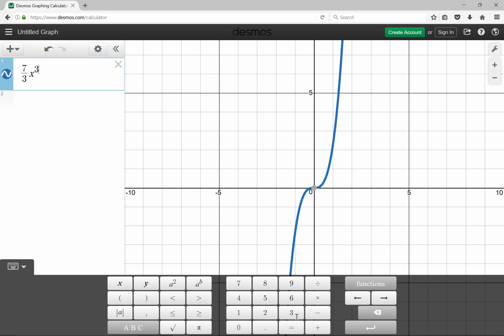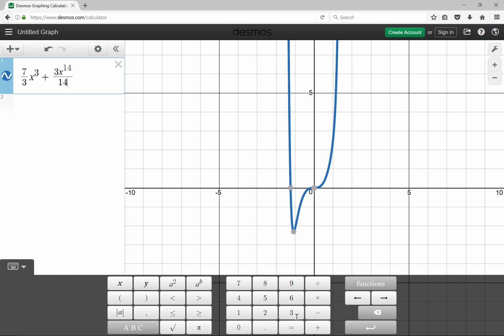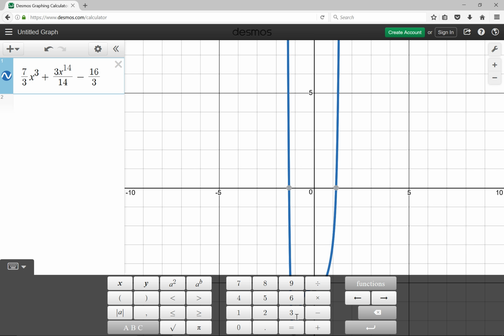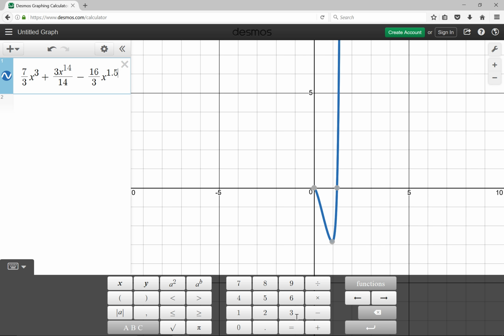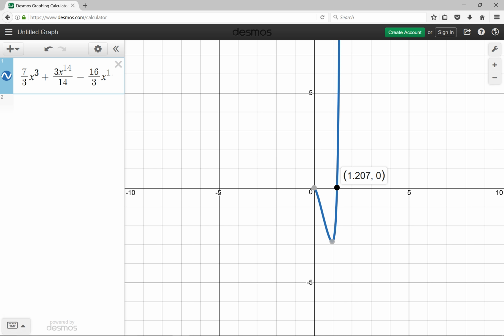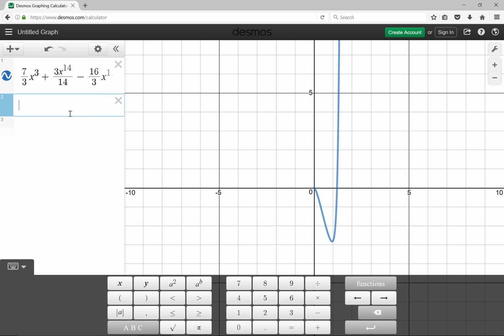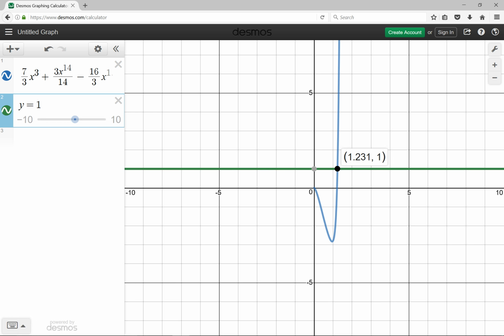Then what? Plus 3x to the 14 over 14. Who came up with that stupid one? That's ridiculous. And the next one? 16/3, so 3x. How did I enter this in wrong? Is that what you got? 1.2? Oh, I'm sorry, I didn't put the y equals 1 in. What a moron. 1.23? Not too far off.